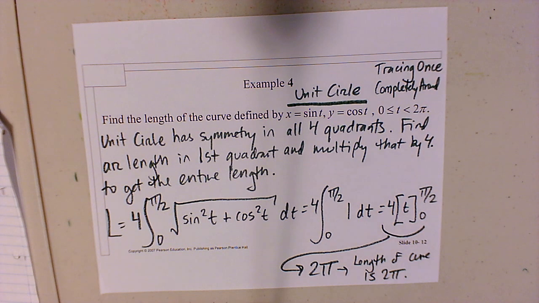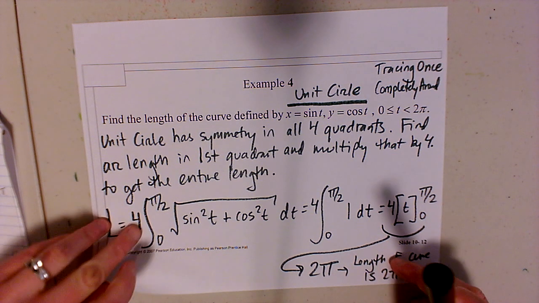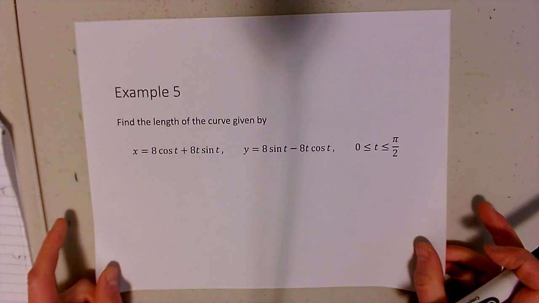Okay, and that makes sense because if we're finding the length of this curve, we're finding our distance around a unit circle, and the circumference of a unit circle is 2 pi. So that's the end of example 4. Okay, and then the last thing that we have to go over is example 5.